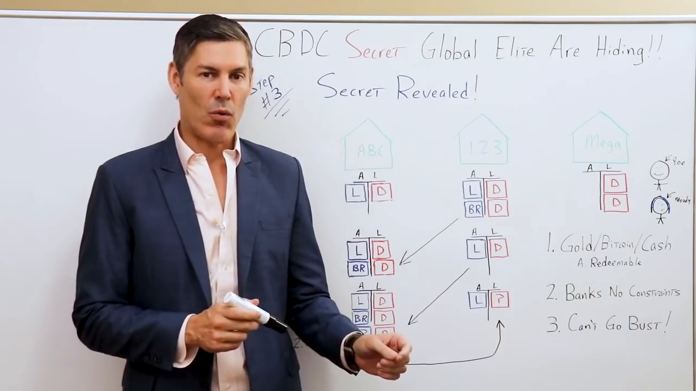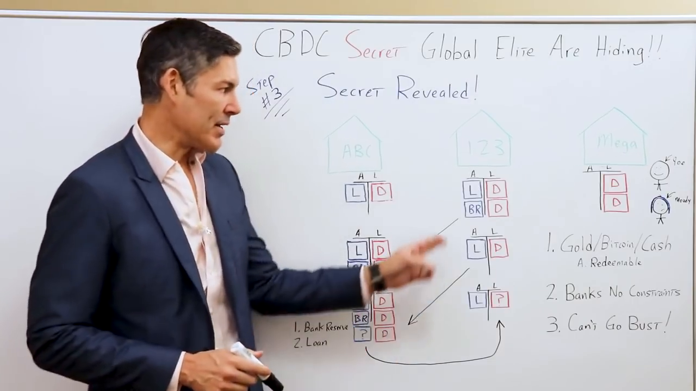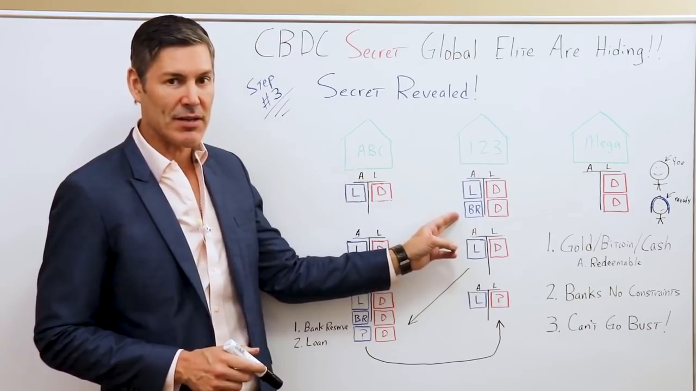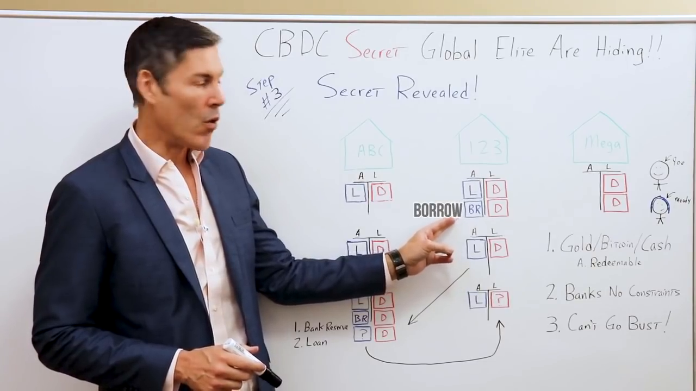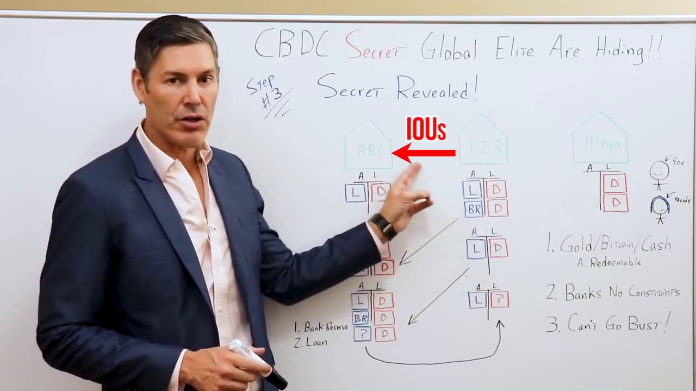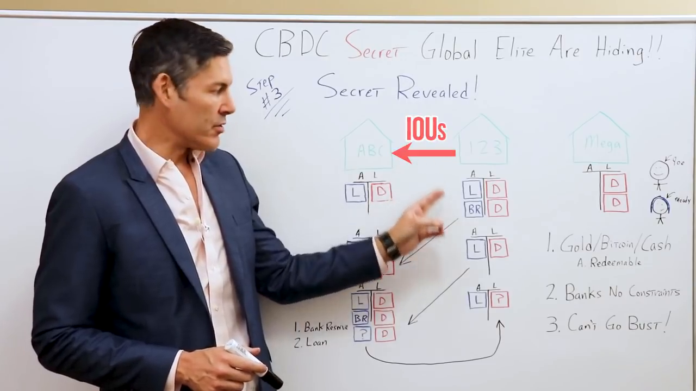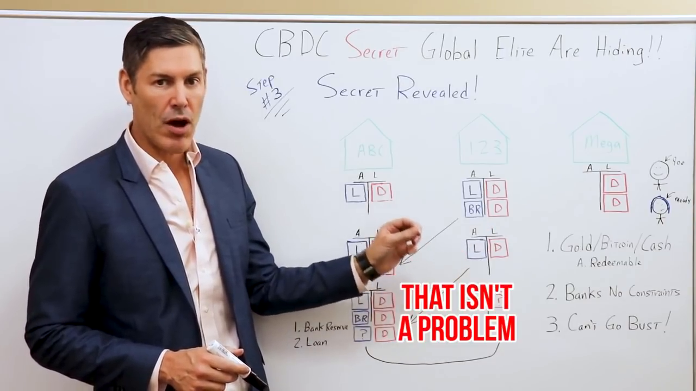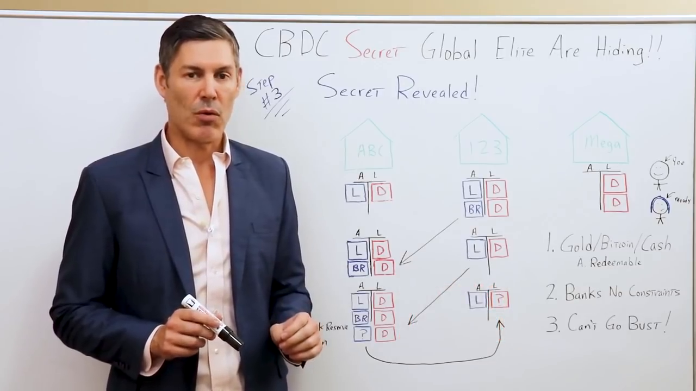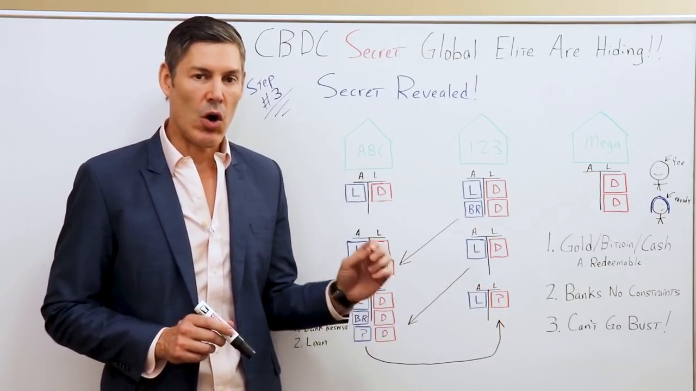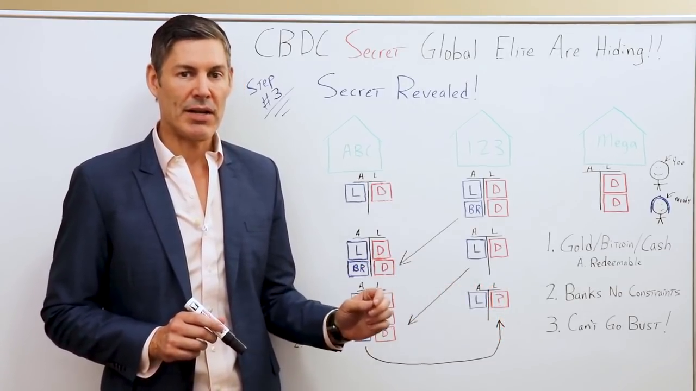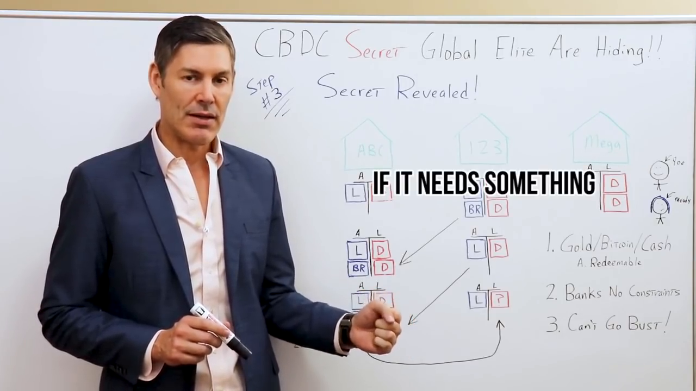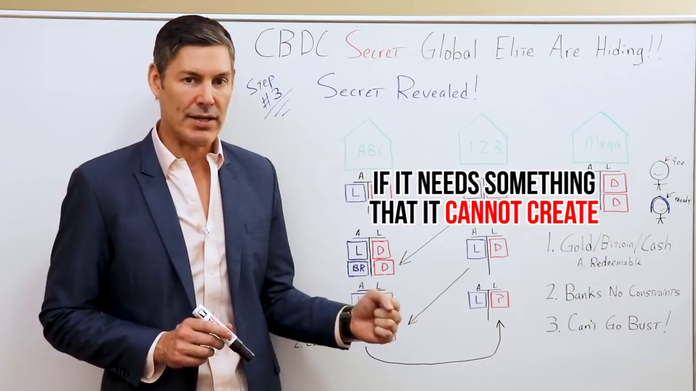If we go back to step number 1, we learned that the banking system, if they want to, really doesn't need these assets because they can borrow the bank reserves or they can just give each other IOUs on the ghost ledger. So if they have to transfer a liability without an asset, that isn't a problem. So the main takeaway from step number 1 is to illustrate how the only constraint on the banking system would be if it needs something that it cannot create.